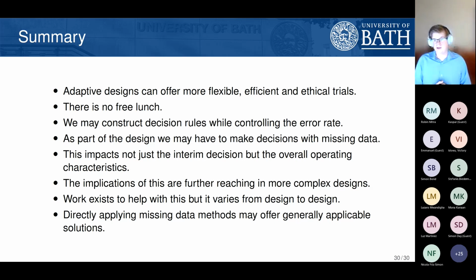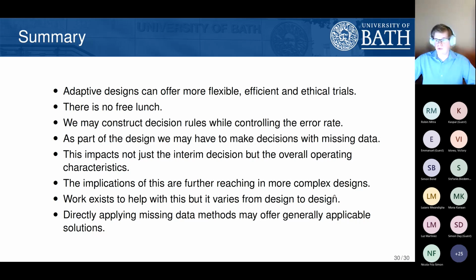As part of the design, we then may have to make decisions with missing data present, and we've seen hopefully how this might impact the overall operating characteristics. We saw one very simple way of coming around to a solution. We can see that actually this is more of a design problem than might be apparent at a surface level, so it might be something that needs further consideration.